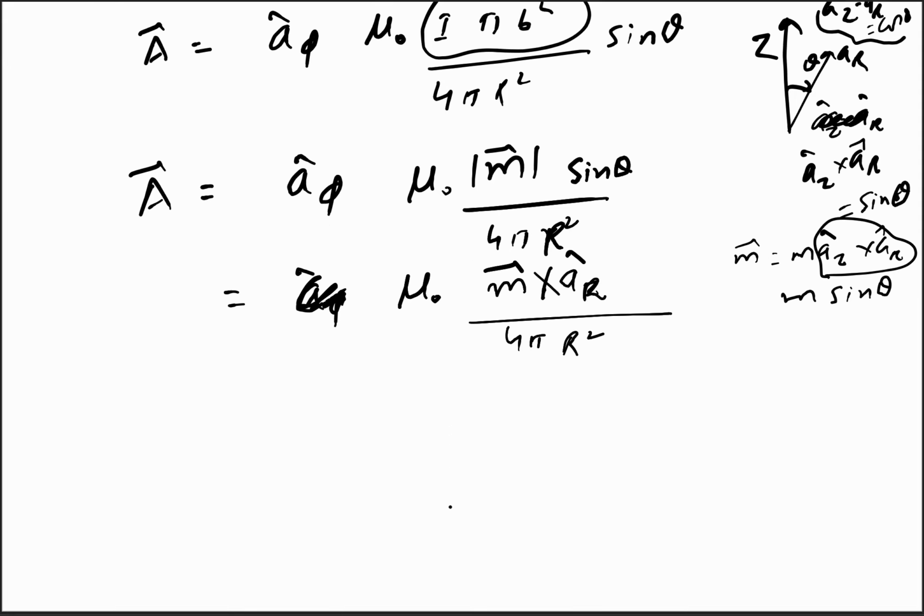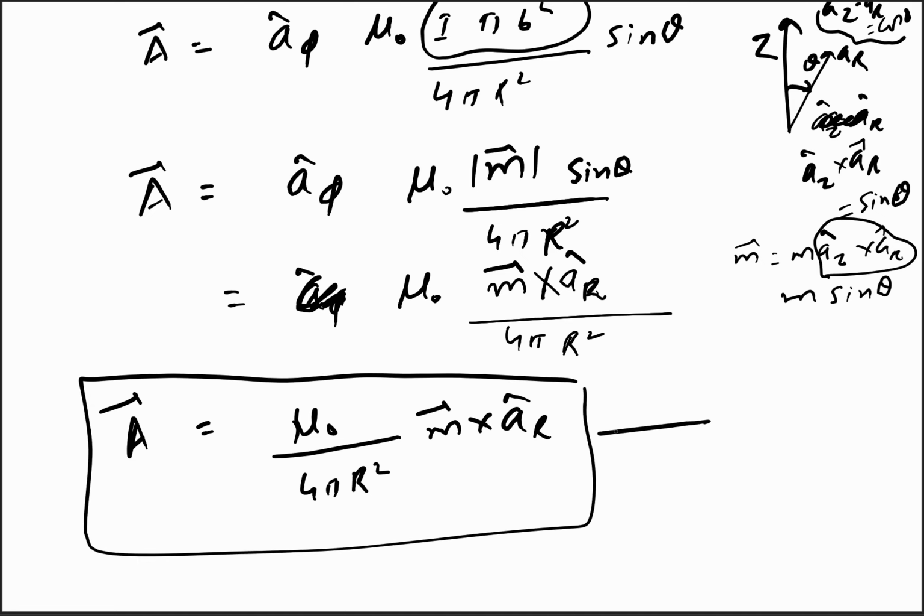So you see that a in vector form is simply mu naught upon 4 pi r square m cross ar.